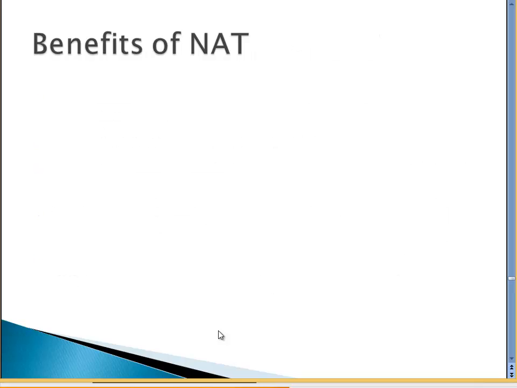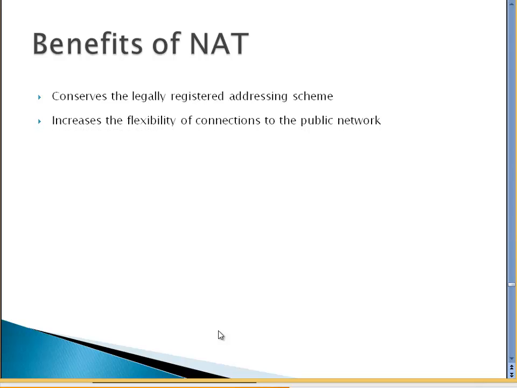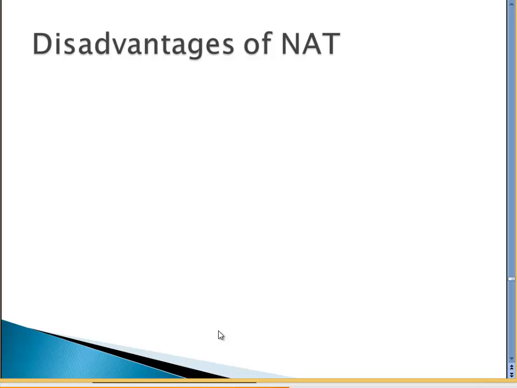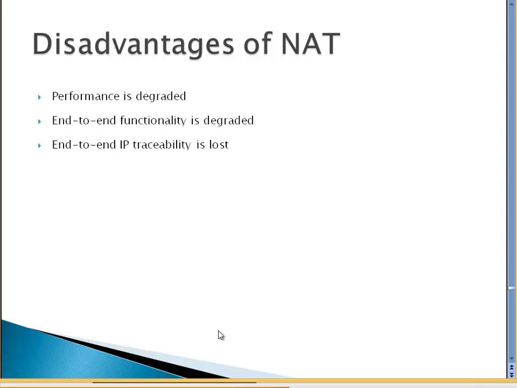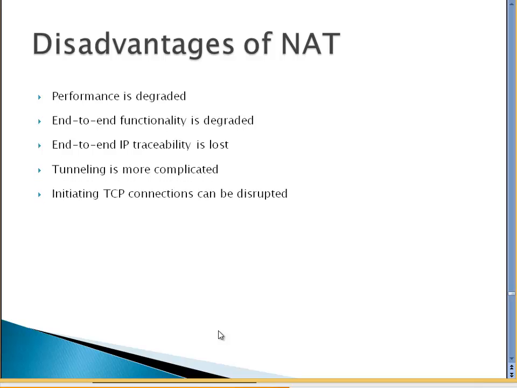We have a few benefits for NAT, as we saw so far. The main benefit is that it conserves the legally registered address scheme, increases the flexibility of connections to the public networks, provides consistency for the internal network addressing scheme, and provides network security. Disadvantages of NAT: performance is degraded, end-to-end functionality is degraded, end-to-end IP traceability is lost, and tunneling is more complicated. Initiating TCP connections can be disrupted.